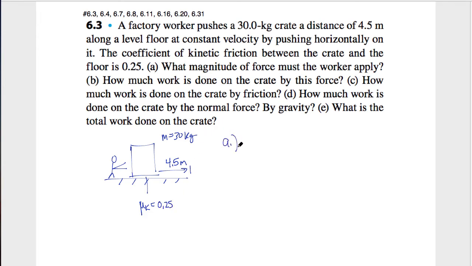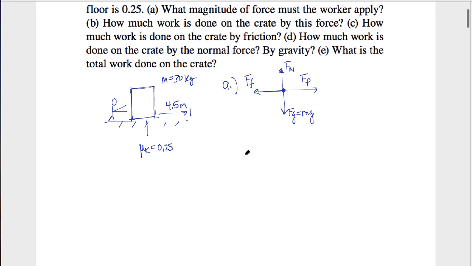A asks, what magnitude of force must the worker apply? So we will start by sketching a free body diagram for this crate. So here's our crate. It has the force of gravity acting downward, which we can say is mg. It has some pushing force to the right. It has a normal force acting upward. And then it has a friction force to the left. And that friction force should be the same size as our pushing force as it moves at constant velocity.